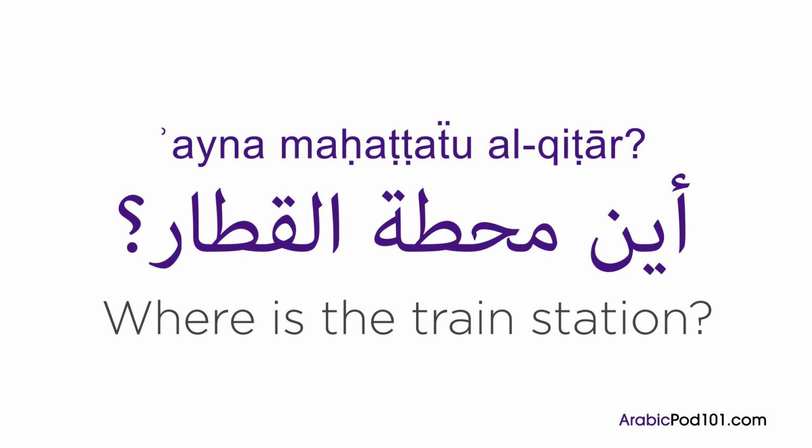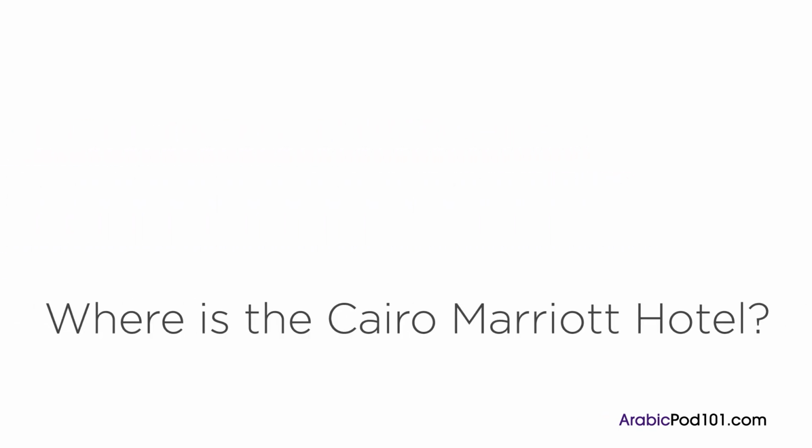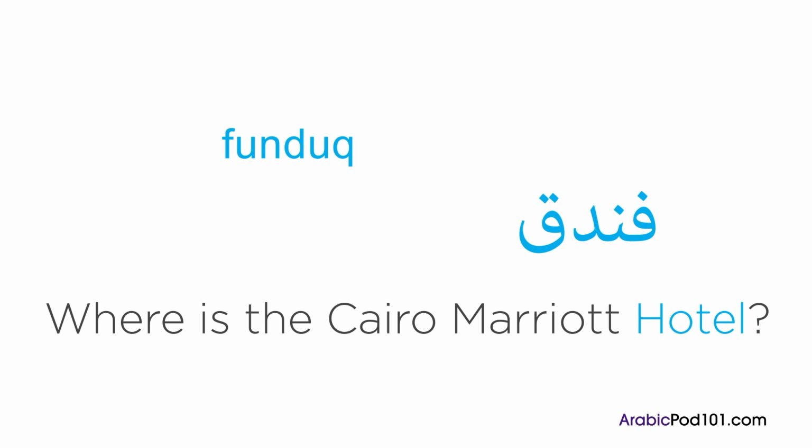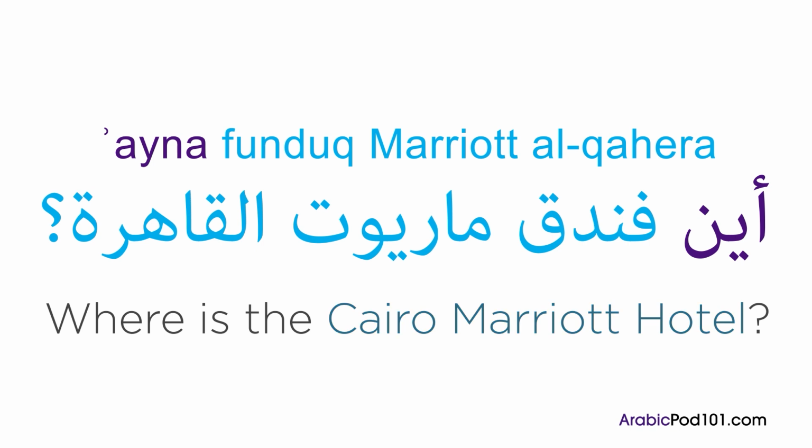So you can ask where something is simply by saying أين and then adding the name of the place or location. So if the word for hotel is فندق, how would you ask, where is the hotel in Arabic? First, you would say أين, then add hotel, فندق. فندق ماريوت القاهرة.